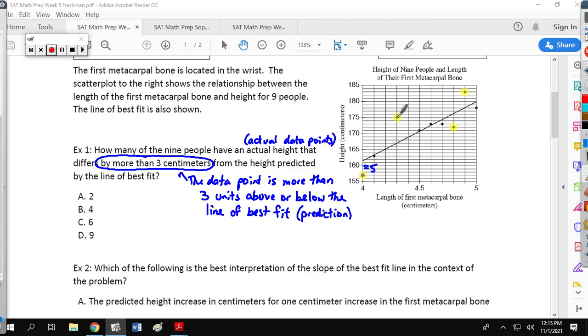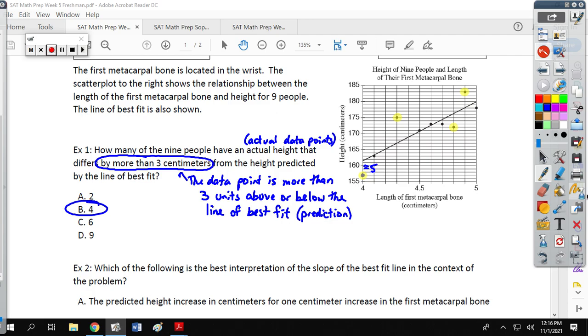This one is almost 8, about 8 units away. This one here is about 5 units away. And this one here is about 5 units away. So there are a total of 4 points that are 3 or more units above or below the line of best fit.